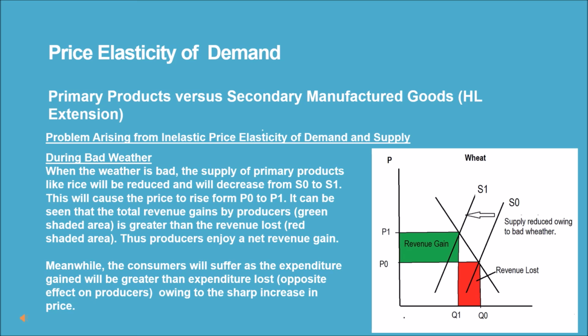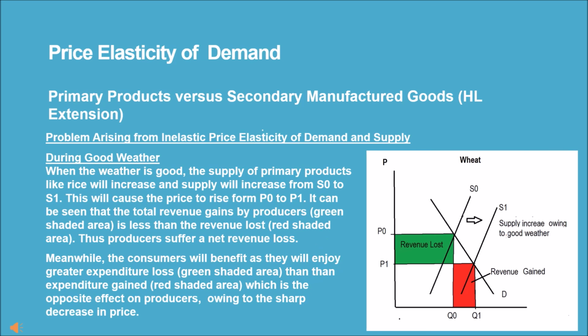It can be seen that the total revenue gained by producers, green shaded area, is greater than the revenue lost, red shaded area. Thus producers enjoy a net revenue gain. Meanwhile, the consumers will suffer as the expenditure gained will be greater than expenditure lost, the opposite effect on producers, owing to the sharp increase in price.